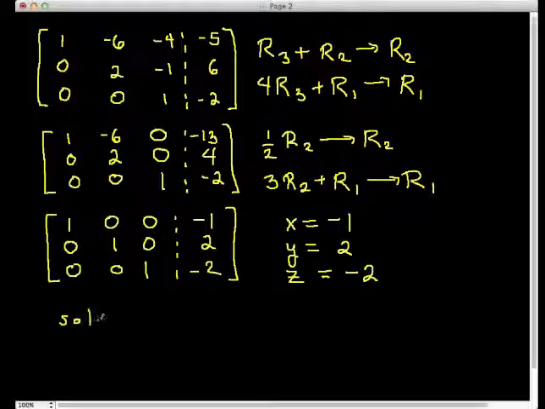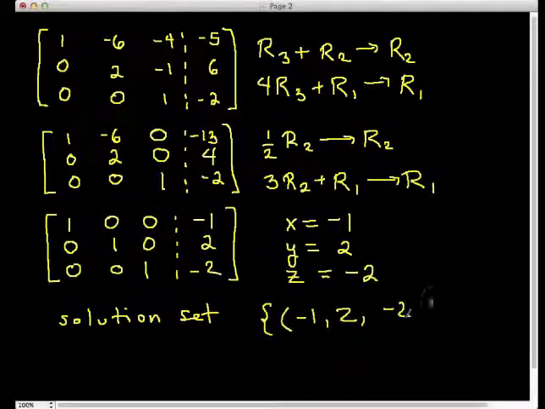So at this point, I see I have a unique solution, and I can write down the solution set very nicely as simply the set consisting of the vector minus 1, 2, minus 2. And there we have it. Gaussian elimination in all its glory.